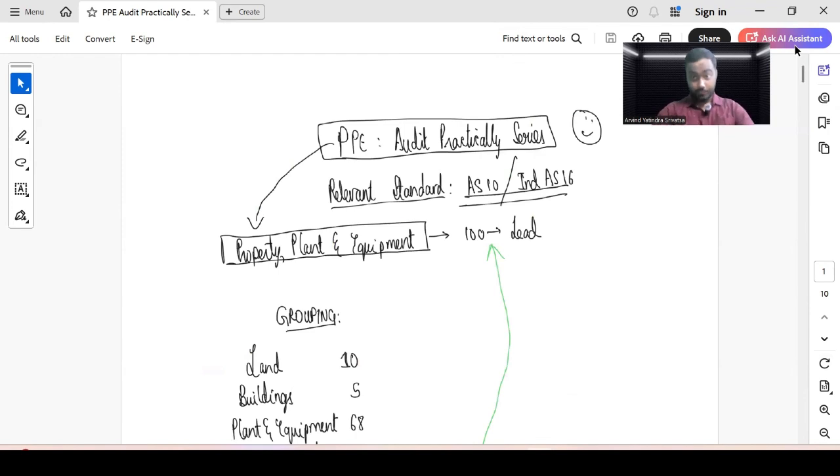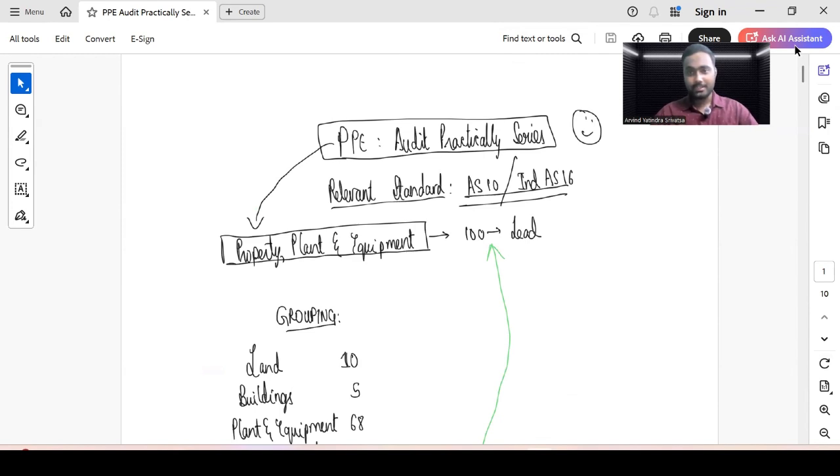Perfect. Okay, so first let's start off with which standard covers this. If you're looking at an AS client, it's AS10. If you're looking at an Ind AS client, it's Ind AS 16, which covers this. So guys, let's look at how a lead grouping and subgrouping for property, plant, and equipment looks like.